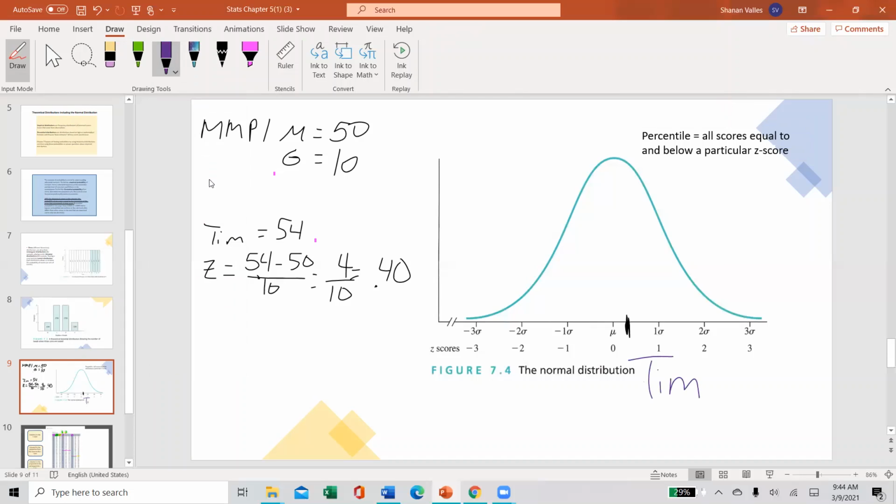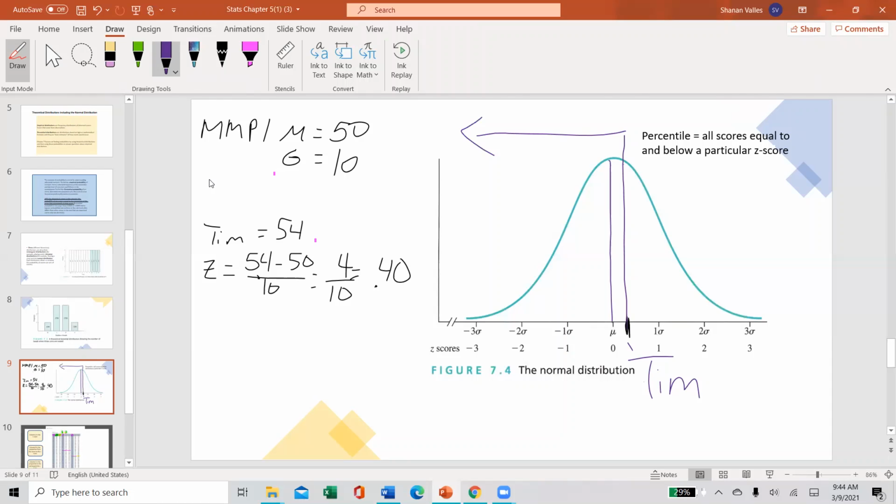No, okay. So here's Tim, with his 0.4. I'm going to try and do this as best as I can. If we drew a line right here, we have a line where Tim is, and then we have this imaginary line where the mean is. What we're trying to find out is the proportion or percentage of people at and below Tim.